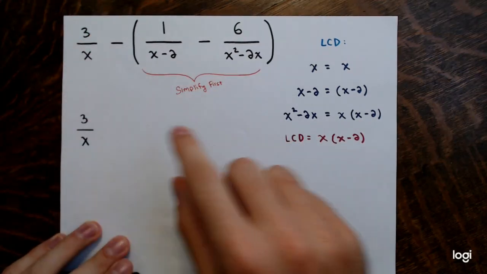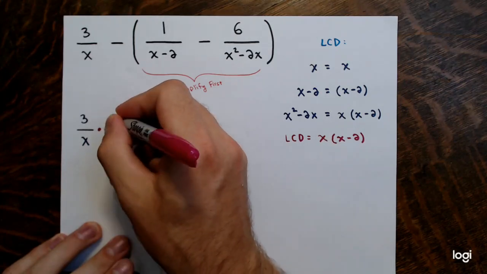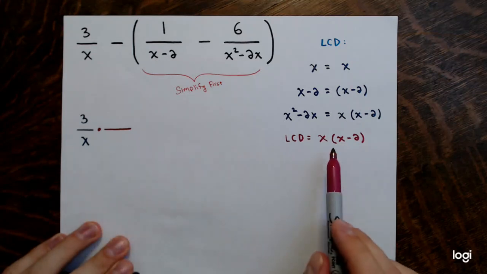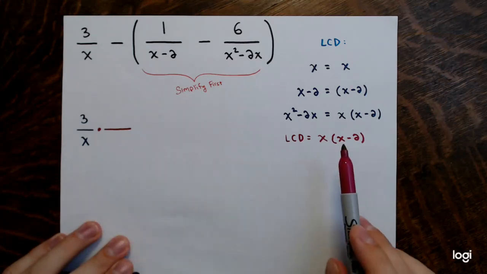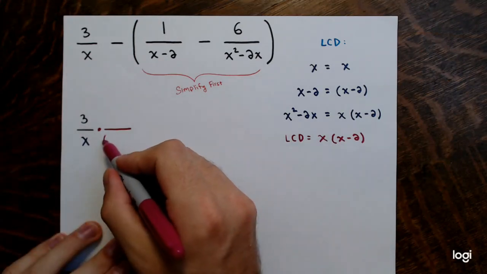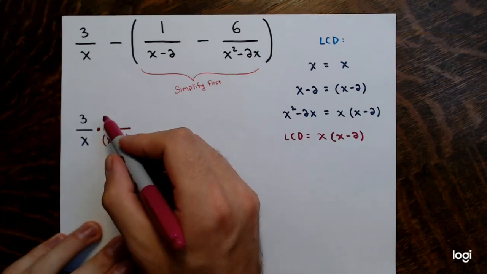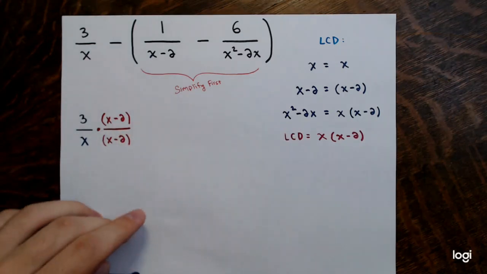Right, 3 over x. We're going to multiply this by 1, right? So I'm going to multiply the numerator and denominator by the same thing, so that the denominator is now going to be this LCD. Well, it's got the factor of x in the denominator already, only missing this x minus 2. So I multiply by the factor x minus 2, in parentheses the whole thing. Same thing here in the numerator, quantity x minus 2.